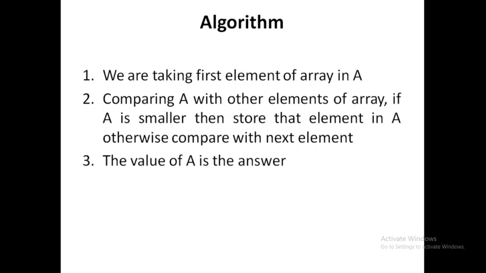So what is the algorithm? We take the first element of the array in A, the accumulator, and compare A with the other elements of the array. If A is smaller, then we store that element in A, as the largest number; otherwise we compare with the next element. At the end, the value of A is the answer.